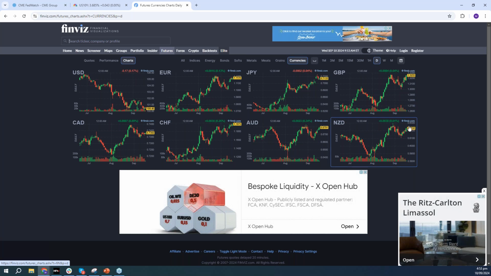People say to me a lot of the time, what's the best performing currency of the year? The best performing currency is actually the British pound, believe it or not, of the year.